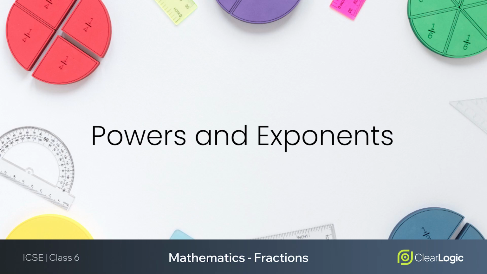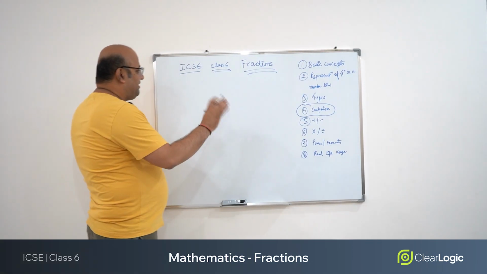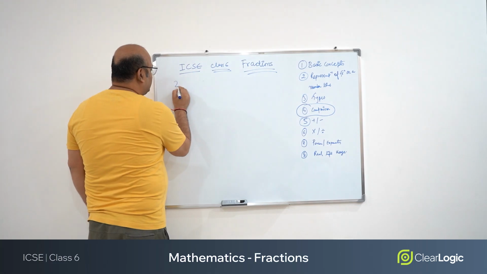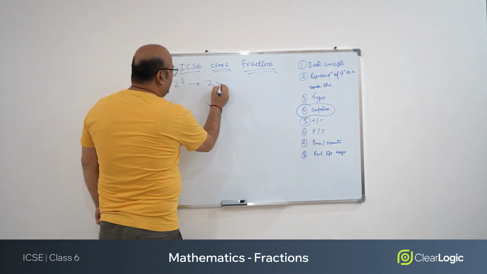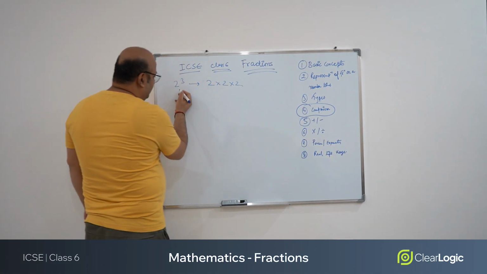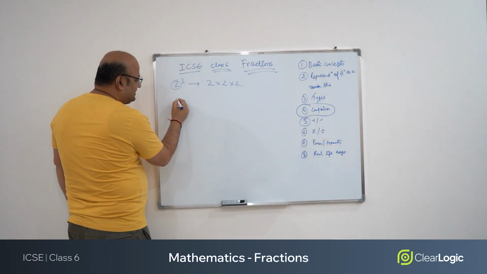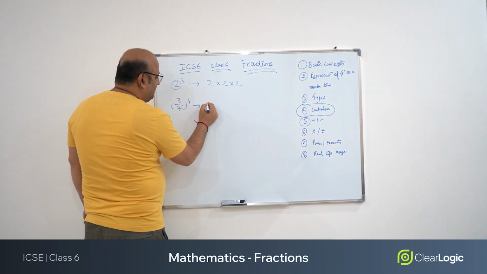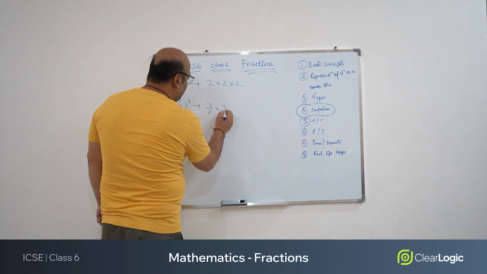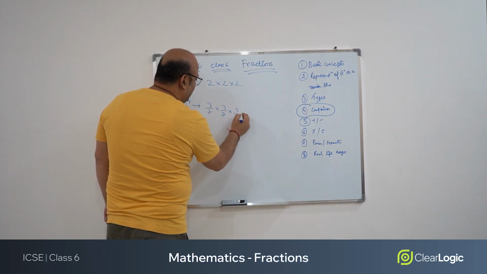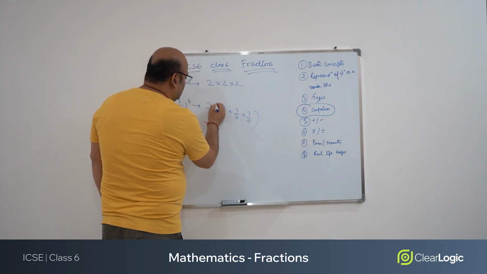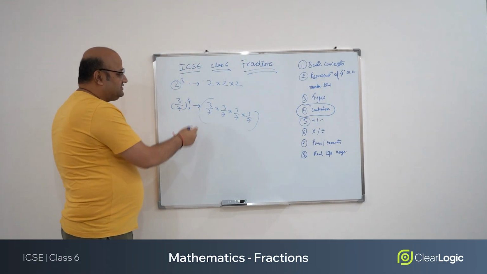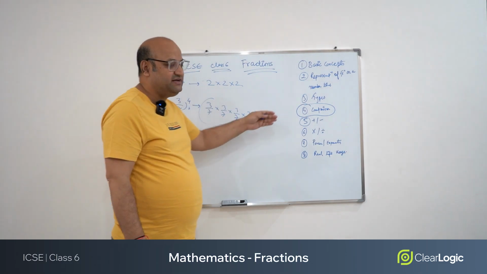Now powers and exponents. As I explained, there is nothing to it. Power means repeated multiplication. For example, 2 raised to power 3 is 2 into 2 into 2. If this number changes into a fraction, let's say 3 by 7 raised to power 4, then this will be 3 by 7 multiplied by 3 by 7 multiplied by 3 by 7 multiplied by 3 by 7. So this is how repeated things can be written in the form of powers and exponents.